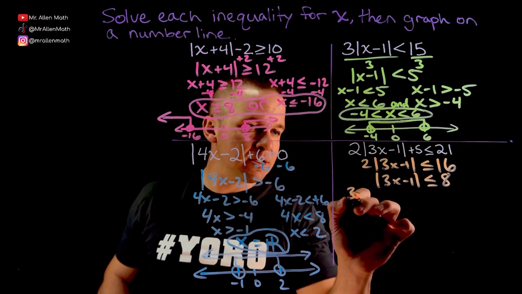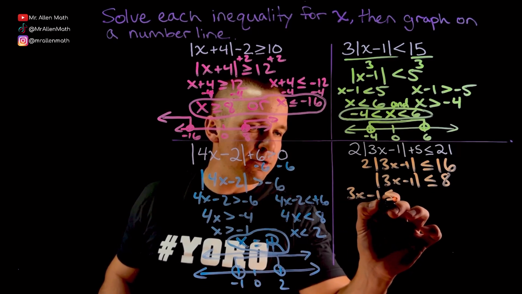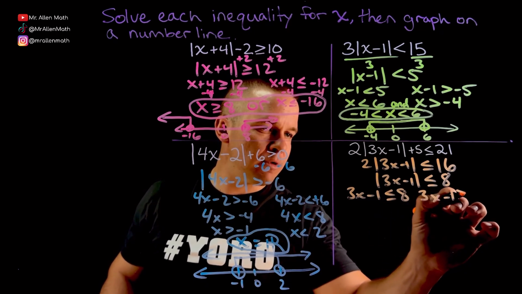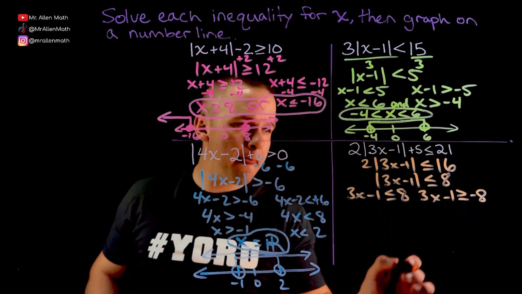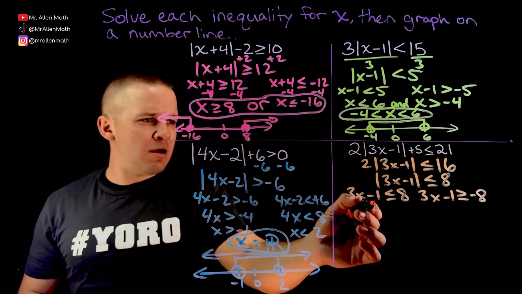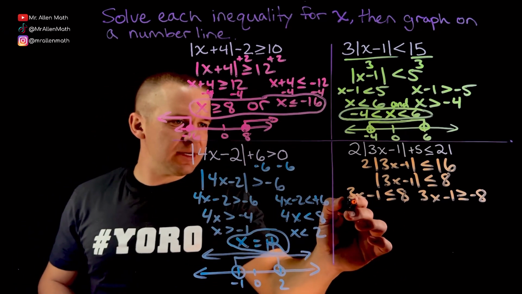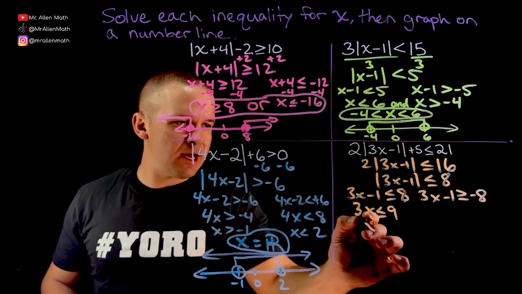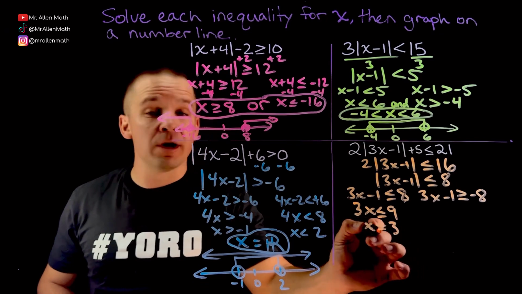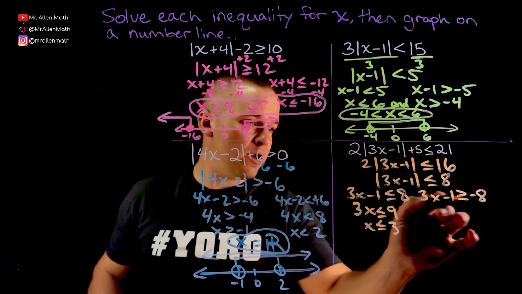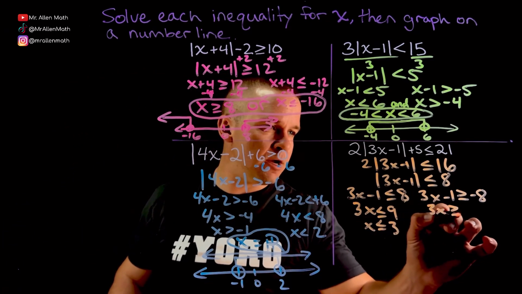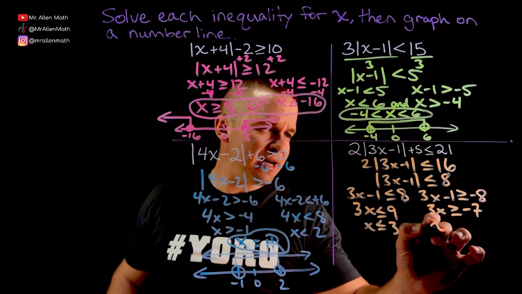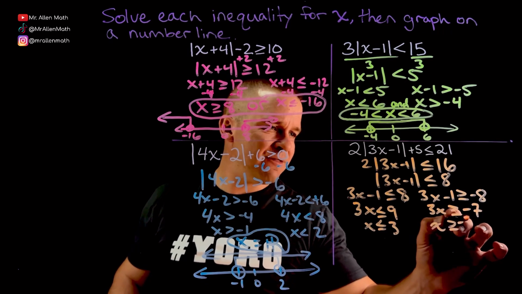So I got 3x minus 1 is less than or equal to 8. And we got 3x minus 1 is greater than or equal to negative 8. All right. Now here, I'm going to add 1, and I get myself 3x is less than or equal to 9. So x is less than or equal to 3 when I divide by 3. Over here, if I add 1, I get 3x is greater than or equal to negative 7. So we get x is greater than or equal to negative 7 over 3.